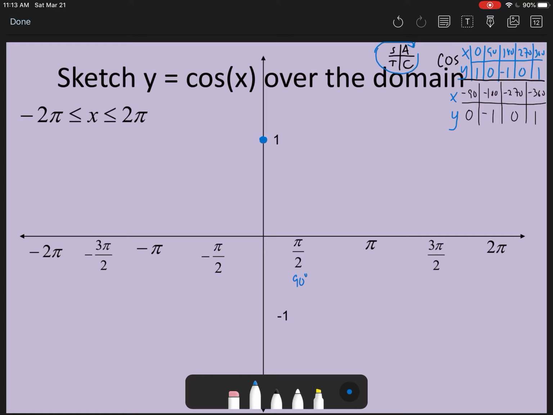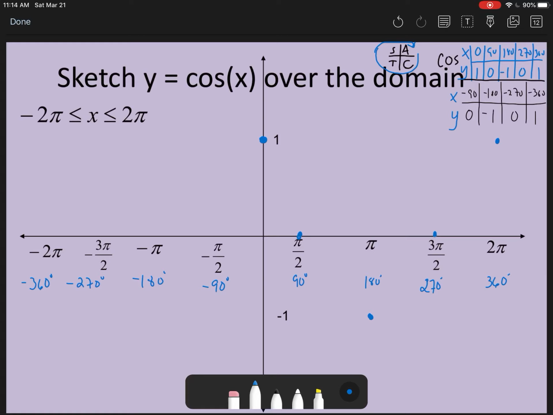At pi over 2, remember this is 90. I'm just going to write these in real quick so that we know what the degree values are. The more you do this, the more you're going to remember, and you're not going to have to fill in the degrees, but I do find it helpful in the beginning. So for 90 degrees, cosine is 0. For 180, cosine is negative 1. For 270, cosine is 0. And for 360, we're back up at positive 1.